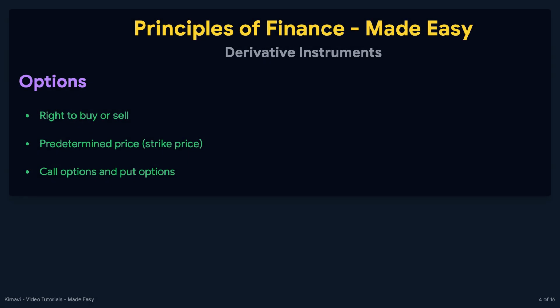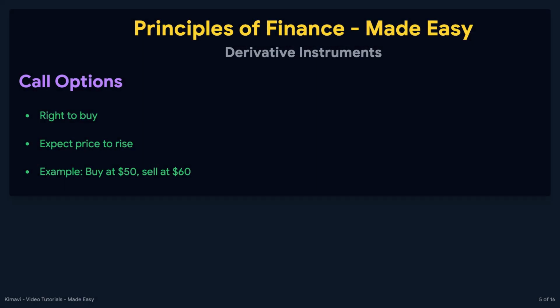An option is a financial contract that gives the holder the right, but not the obligation, to buy or sell an underlying asset at a predetermined price, known as the strike price, within a specified period. There are two main types of options: call options and put options.